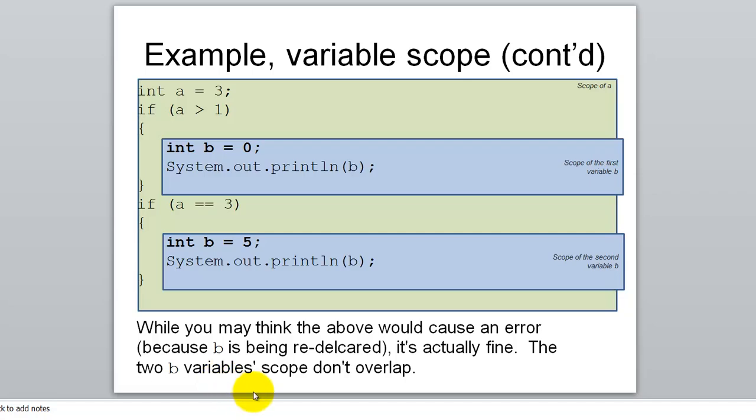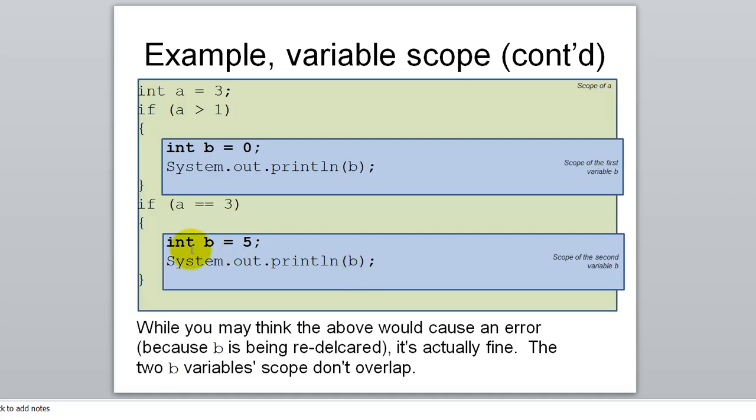This example shows how once a variable dies, that name is then available to be used again. So again, the scope of A shows that it's throughout the entire program. However, inside of this if statement, we declare a new variable B, we print it, and then that if statement is done. We have the closing curly brace, and our B variable dies. Then we have another if statement, and on the inside of this one, we can declare a brand new variable B to be used again.